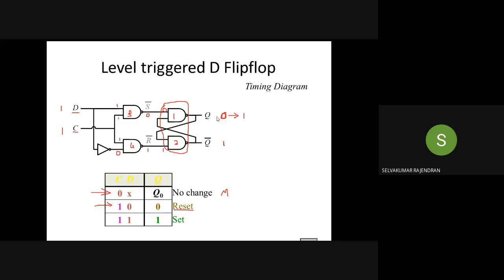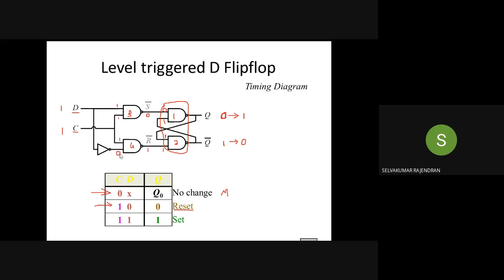So the previous value of this Q bar is 0, that 0 is applied to NAND gate 2. So 0, 1 produces 1. And again this 1 is applied here. 0, 1 produces logic 1. This logic 1 is applied here. So it goes to 0.